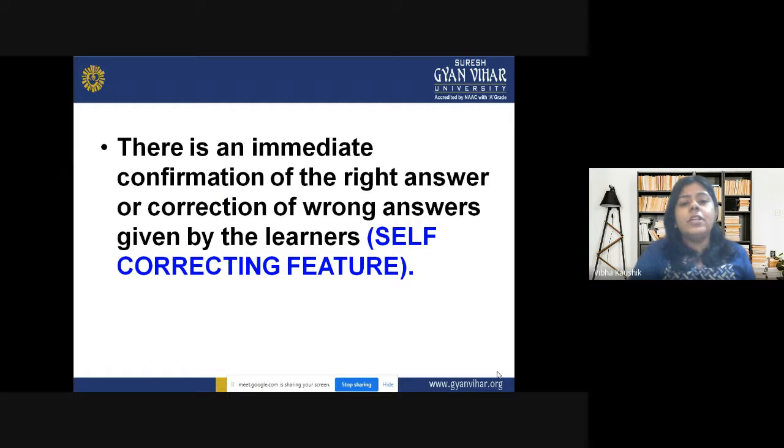There is an immediate confirmation of the right answer, meaning as the student gives the answer, they will learn whether that answer is correct or not, and the wrong answer given by the learner can be corrected. This method also gives students an opportunity to correct the wrong answer. The self correcting feature gives students the opportunity to correct their wrong answers by themselves.